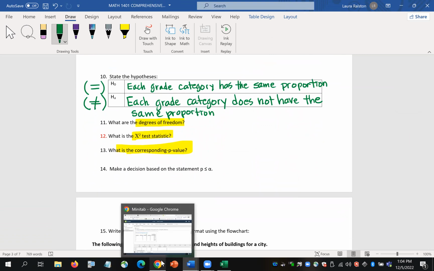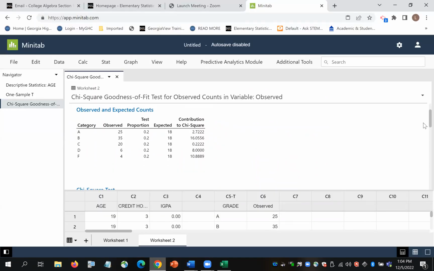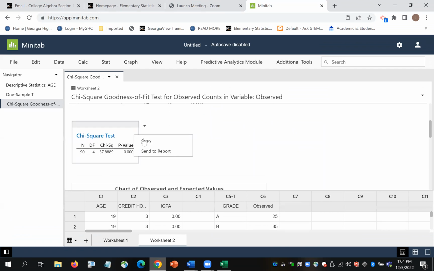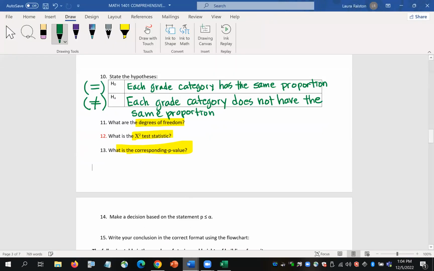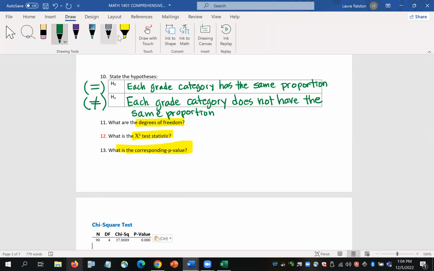In that same result, I get my chi-square test. And in my chi-square test, I get my degrees of freedom, I get chi-square, and I get the p-value. Minitab does all of the work. So my degrees of freedom is 4. My test statistic for chi-square is 37.8889, and my p-value is 0.